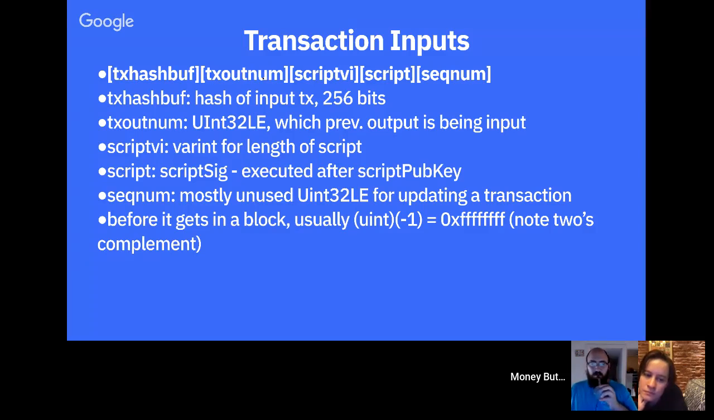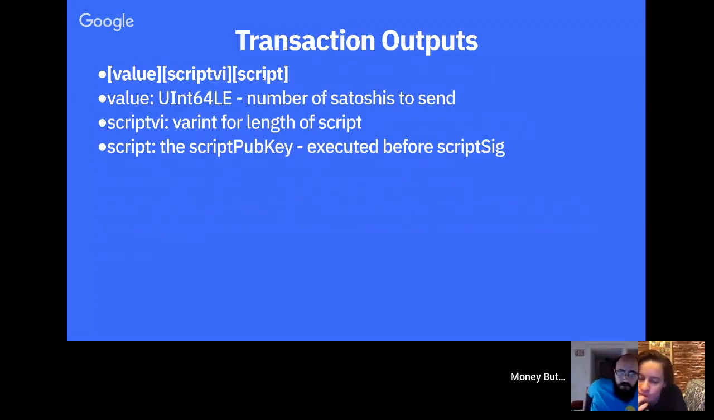And I'm going over this very quickly, but for anybody that wants to look at this, you can look at the presentation and think about these things, and all these things do make sense, and that's what it is in detail. Outputs are a little bit simpler. Outputs also have a script in there. It is just a value.